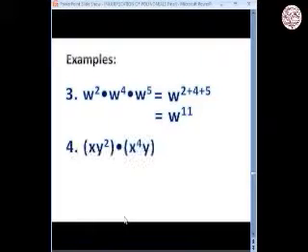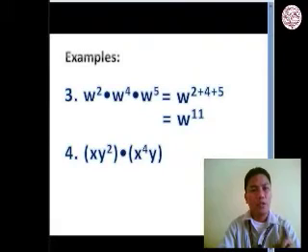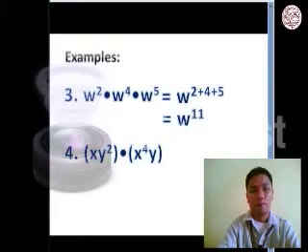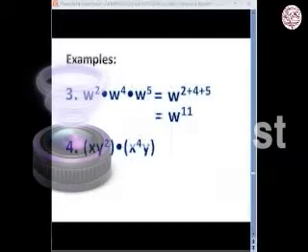Okay, let's have example number 4. Say x times y squared times x raised to 4 times y. What do you think? Okay, here we go.